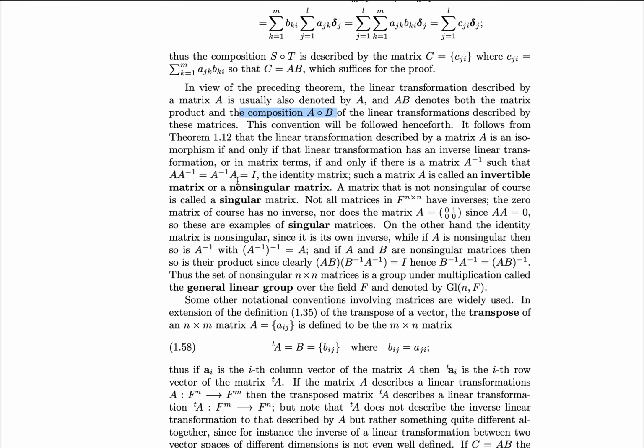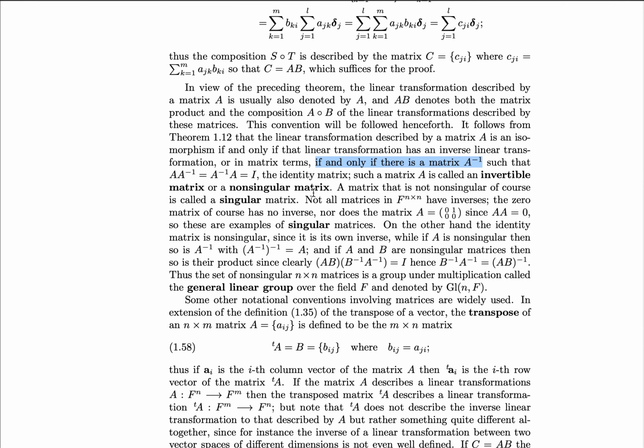It follows from some previous theorems that the linear transformation describing matrix A is an isomorphism if and only if the linear transformation has an inverse linear transformation. That is, it is an isomorphism if it is a bijection when considered as a map between sets. And so it has an inverse, and we'll associate this to the inverse matrix. That is, if and only if there is a matrix A inverse such that A inverse A is equal to A A inverse is equal to the identity matrix. Such a matrix A is called an invertible matrix or non-singular matrix.